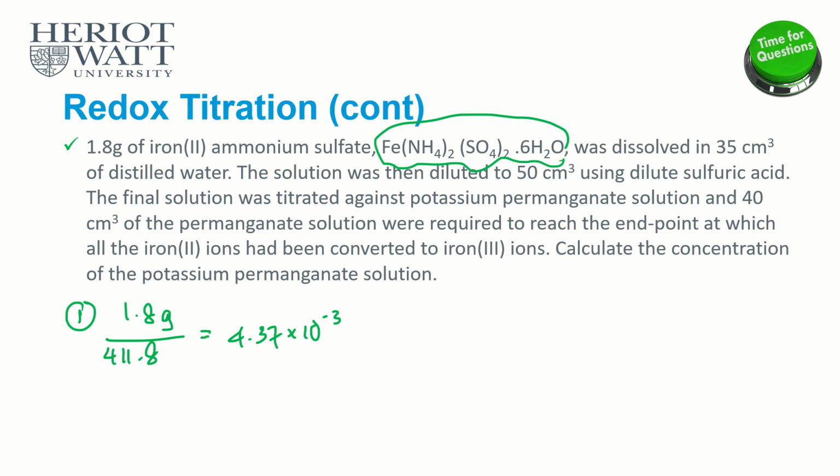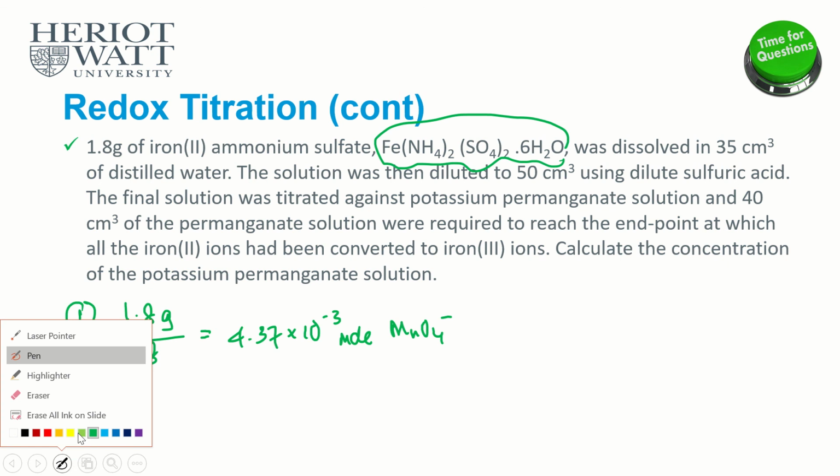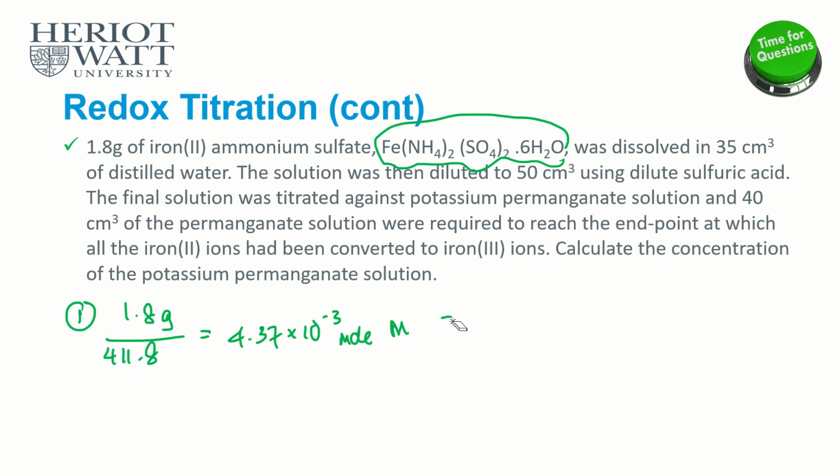Okay, I hope I calculated right. Just double check. So I've got the mole now. This is the mole of manganate, the purple. No, sorry. This is the mole of the salt, the ammonium sulfate. Sorry. Yep. So that's the salt, the iron 2. Okay, make it as iron 2 then. The iron 2 plus. Okay. Now why am I doing that?